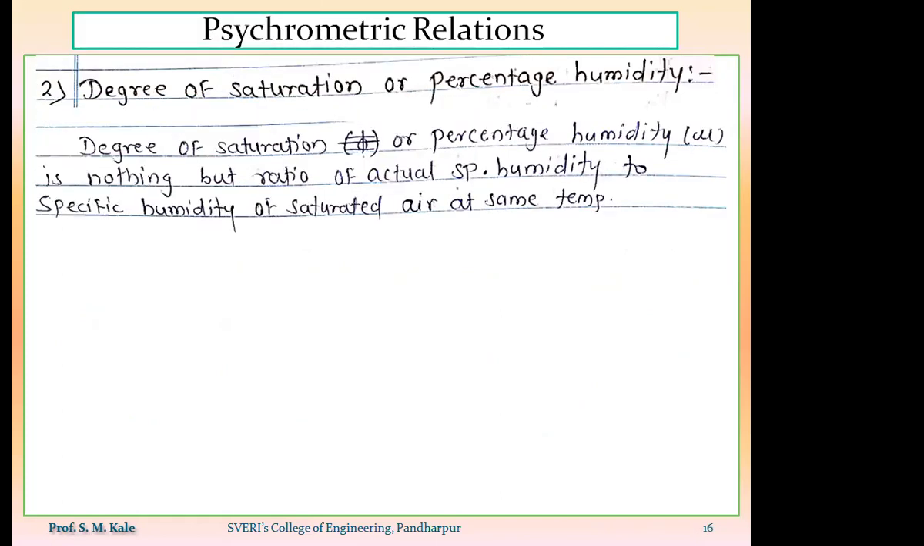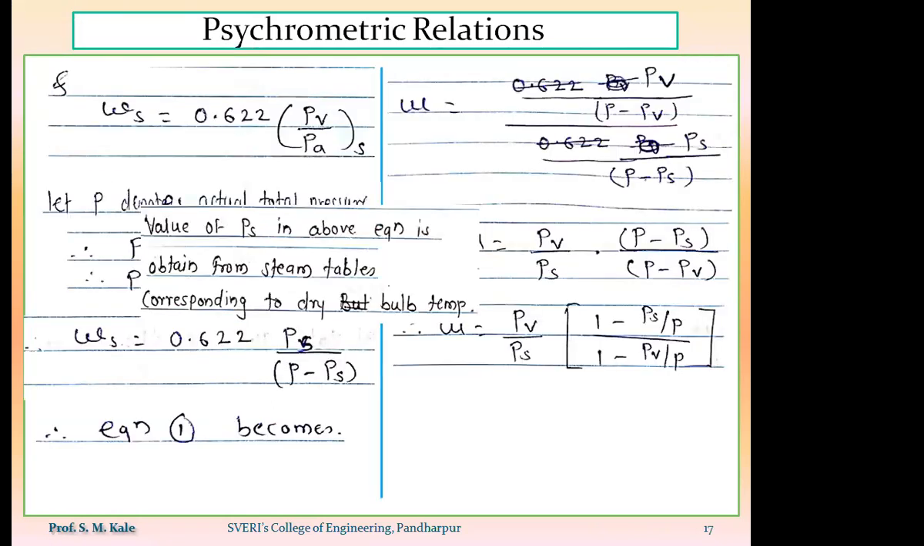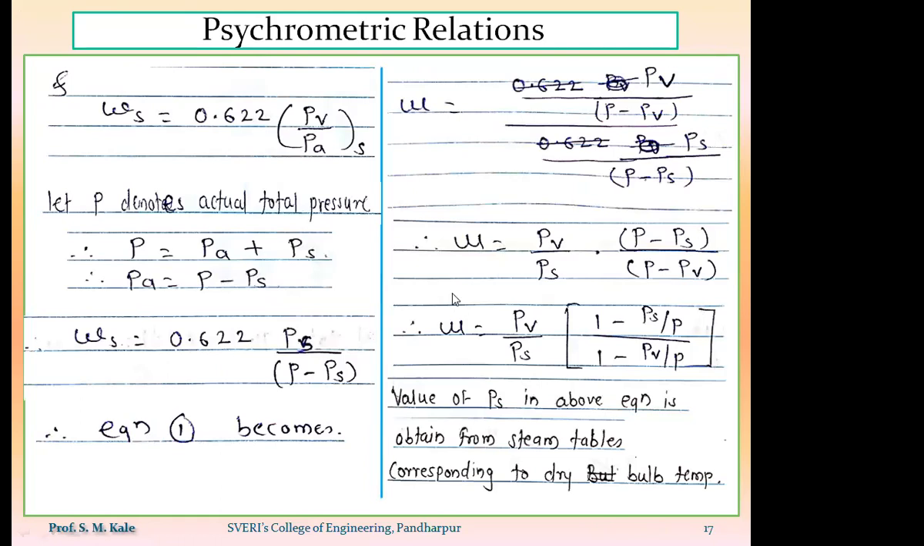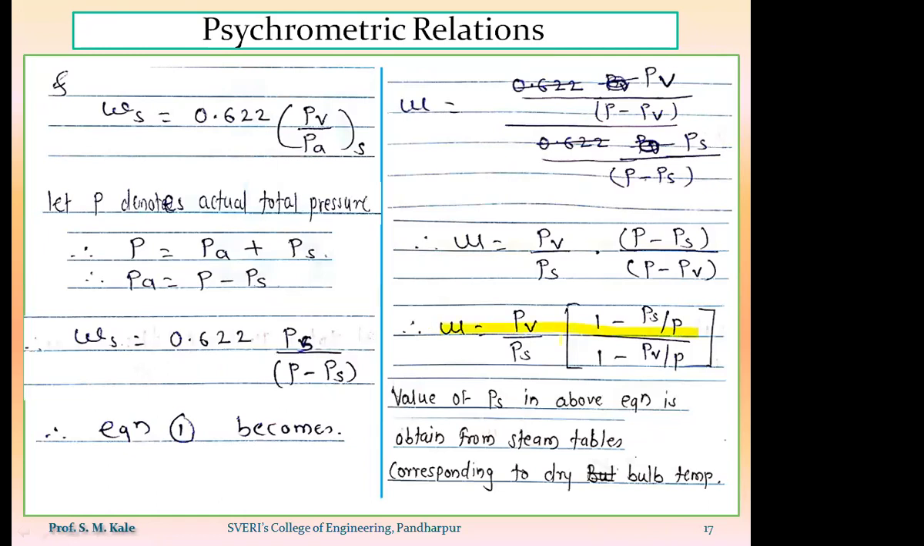Then the second formula we have seen is related to degree of saturation or percentage humidity, related to mu. We know that mu is given by the equation PV by PS into 1 minus PS by P divided by 1 minus PV by P. So this is another formula related to degree of saturation or percentage humidity. Here PV is nothing but partial pressure of water vapor of moisture. PS is nothing but partial pressure of water vapor in the saturated air.